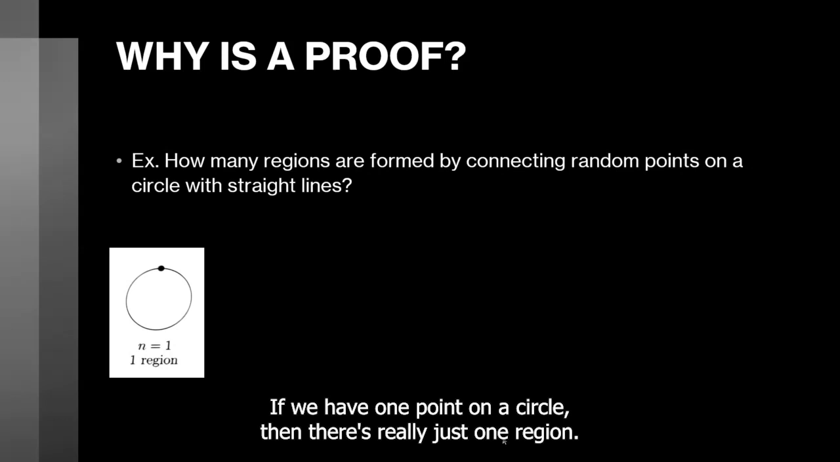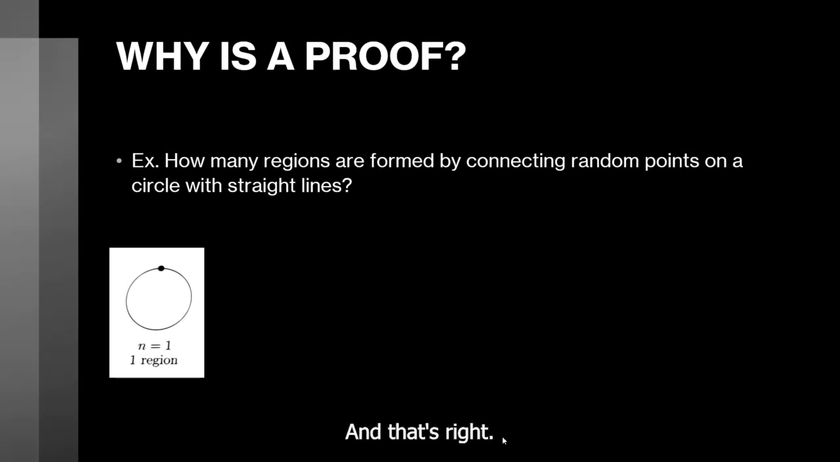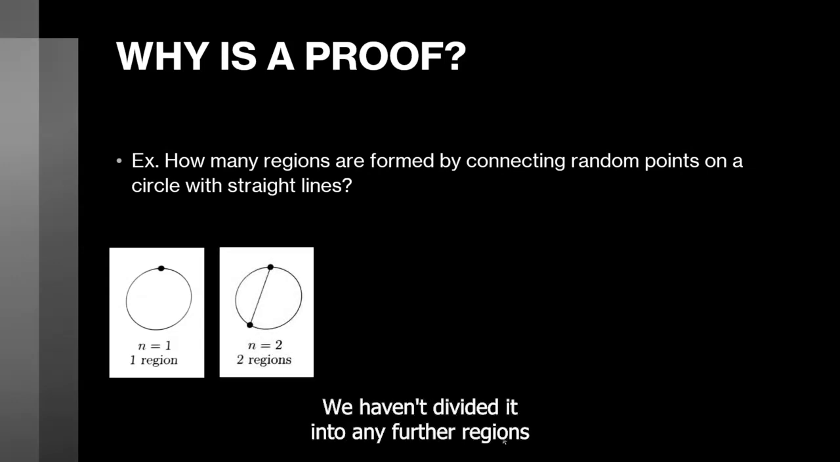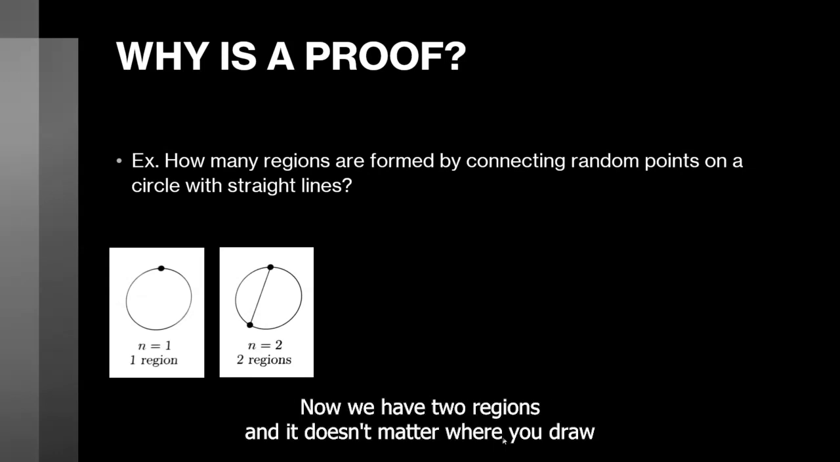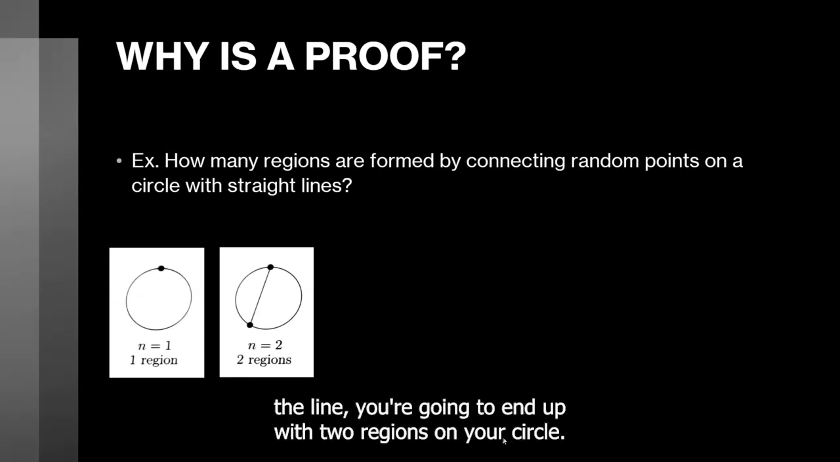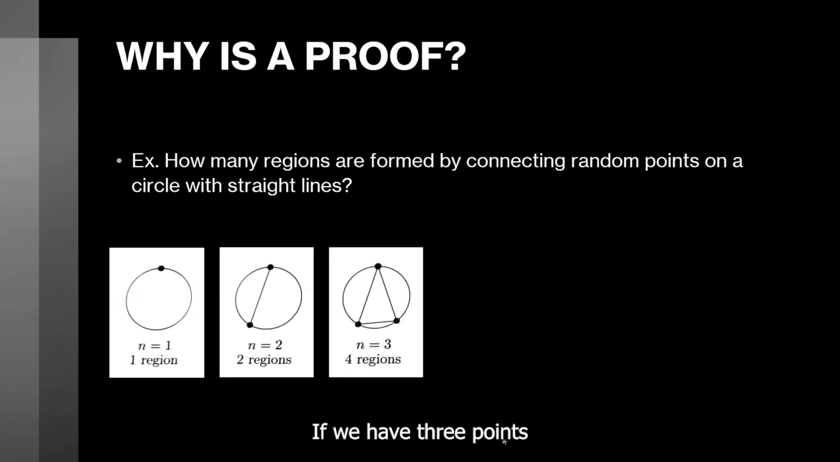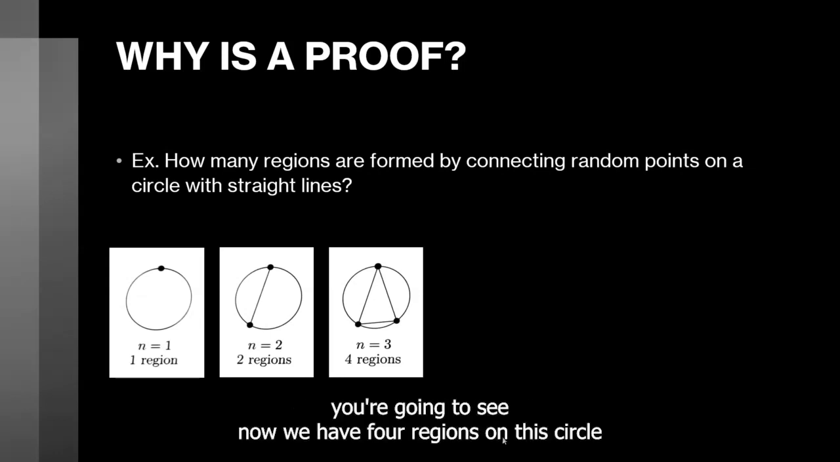If we have 1 point on a circle, then there's really just one region on that circle, right? We haven't divided it into any further regions. If we connect 2 points with a straight line, now we have 2 regions, right? It doesn't matter where you draw the line, you're going to end up with 2 regions on your circle. If we have 3 points and we connect all of them with straight lines, you're going to see now we have 4 regions on this circle.